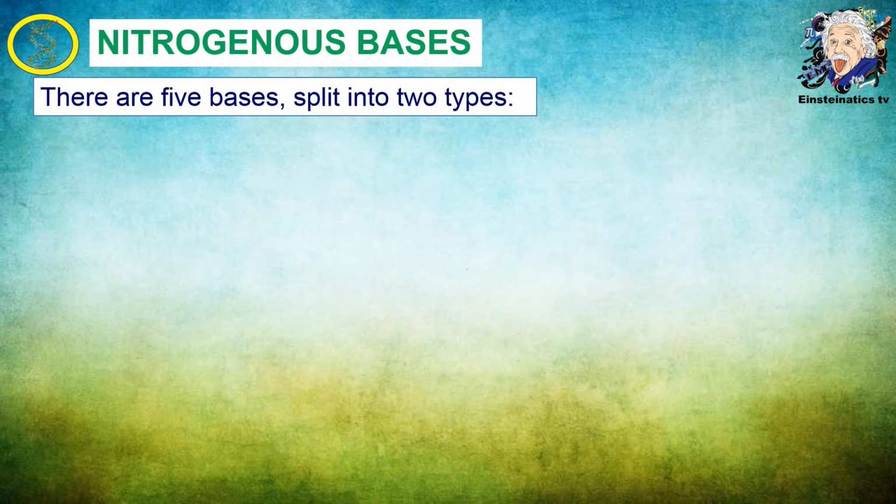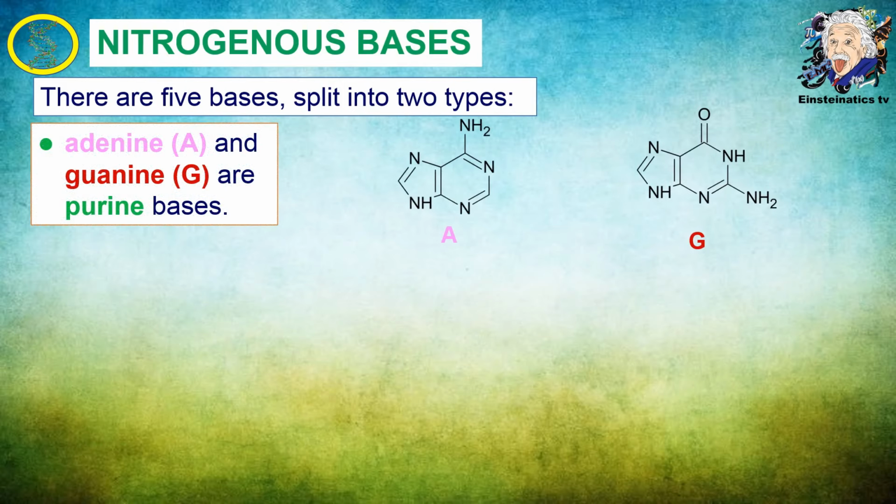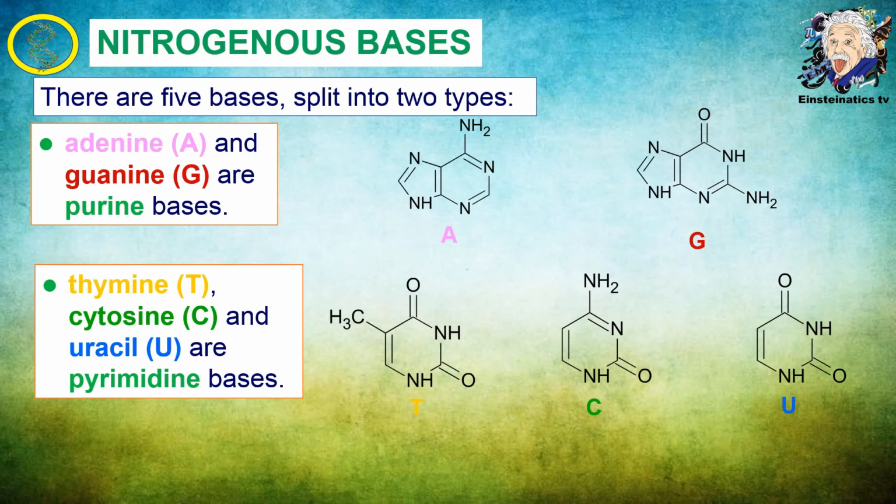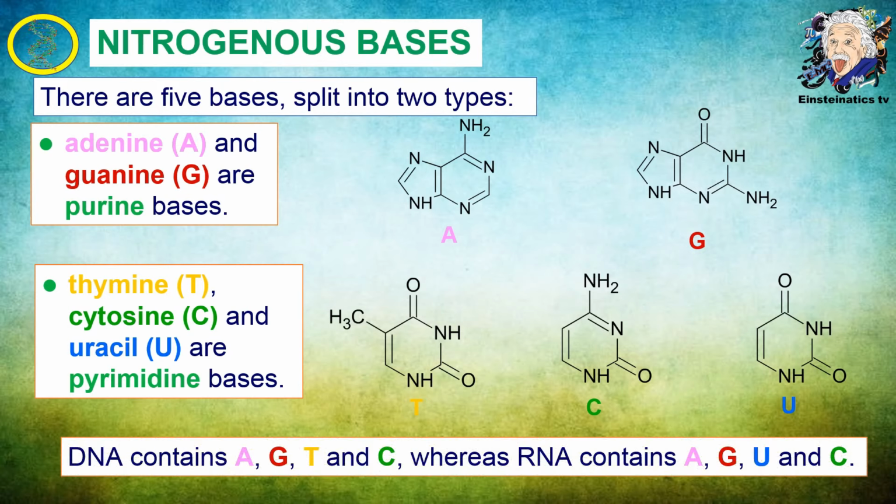In addition to what we have discussed kanina, dagdagan pa natin yung knowledge ninyo with regards to nitrogenous bases. Aside sa 4, actually meron pang isa. We have discussed already that adenine and guanine are purine bases, and the other ones, thymine and cytosine, to include also uracil, are pyrimidine bases. Now, yung DNA contains adenine, guanine, thymine, and cytosine, whereas yung RNA naman or yung ribonucleic acid contains adenine, guanine, uracil, and cytosine.